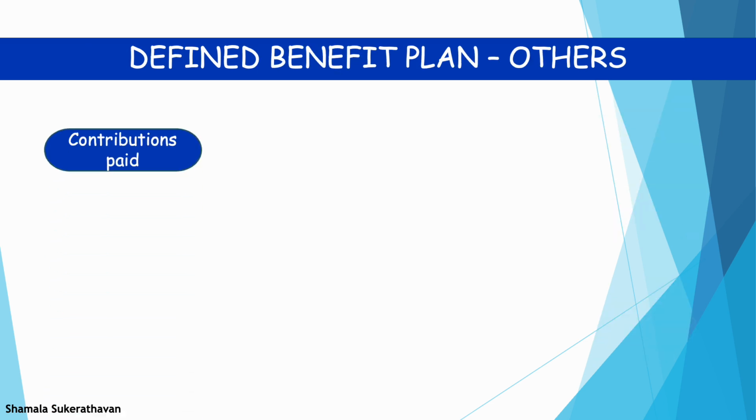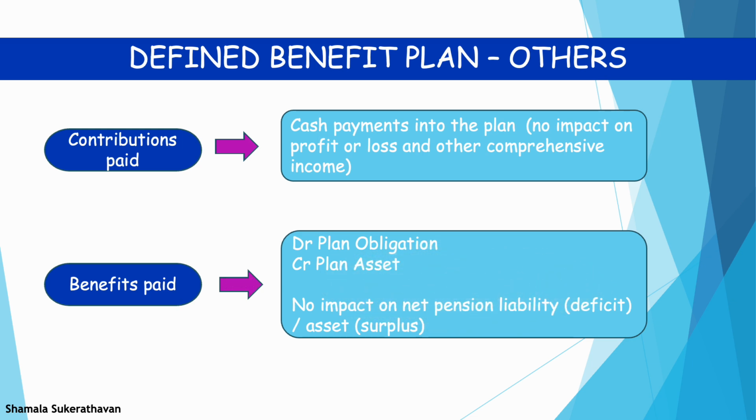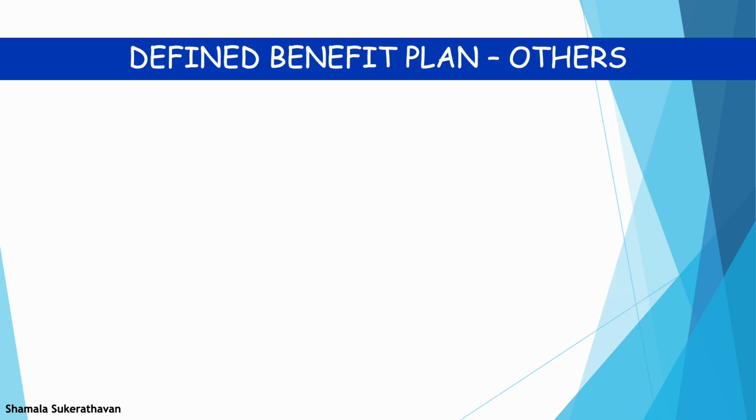Contributions paid are cash payments into the plan during the reporting period. This increases the plan assets but has no impact on the profit or loss and other comprehensive income. Benefits paid are amounts paid out of the plan assets to eligible retired employees during the reporting period. As payment reduces both the plan obligation and plan assets, there is no overall impact on net plan liability or asset.